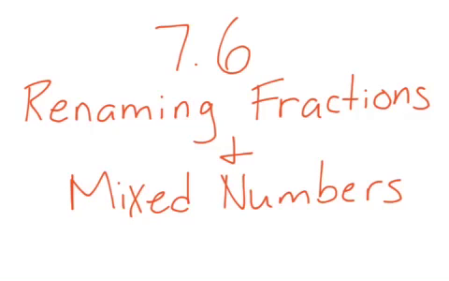Okay, today in class we worked on 7.6, which was renaming fractions and mixed numbers. Now 7.1 through 7.5 focused on adding and subtracting fractions. We know when we're adding and subtracting a fraction, the first thing we have to do is look at the denominator and make sure that the denominator is the same, and then all we do is add that numerator across or subtract that numerator across.